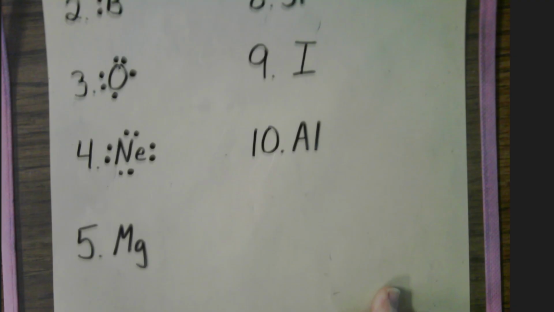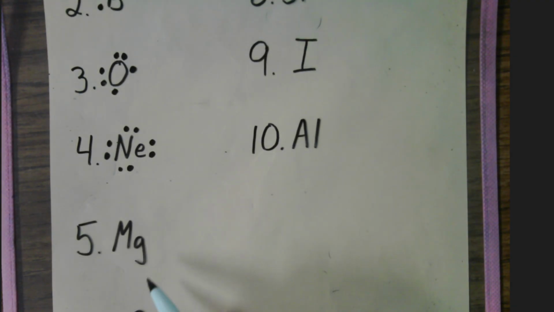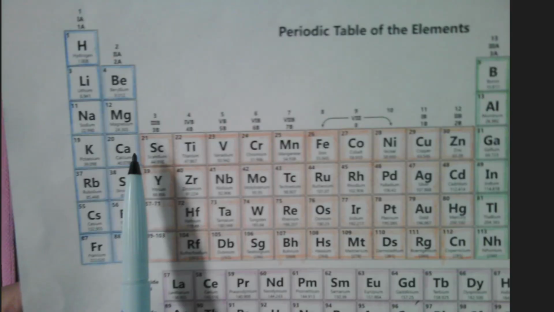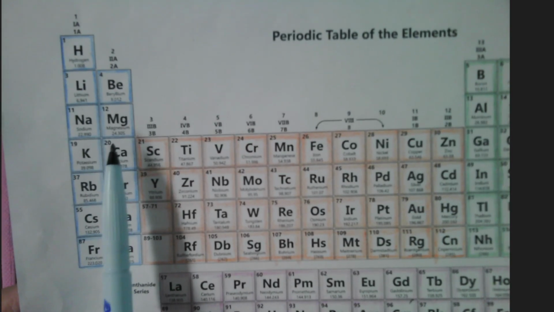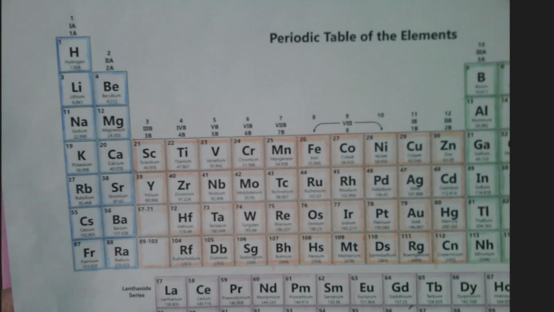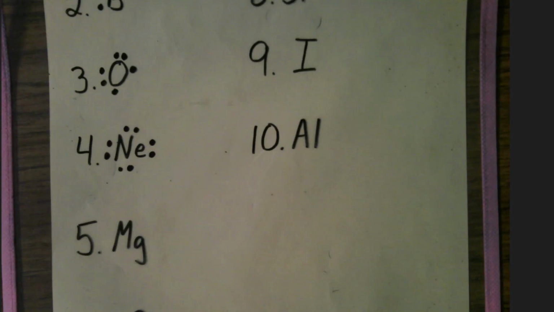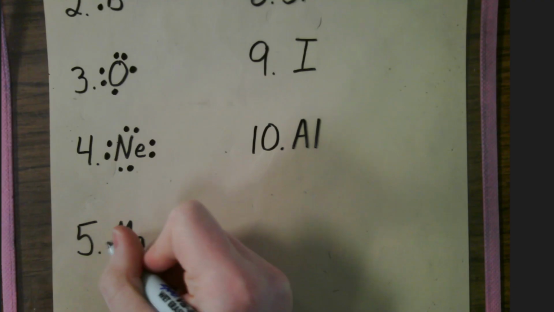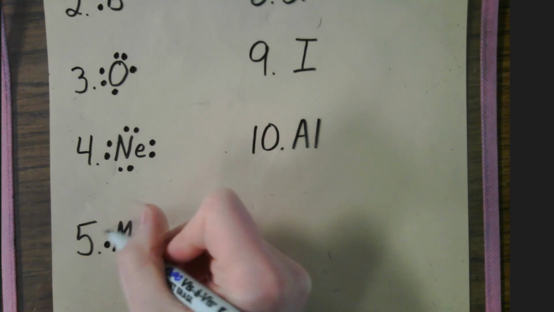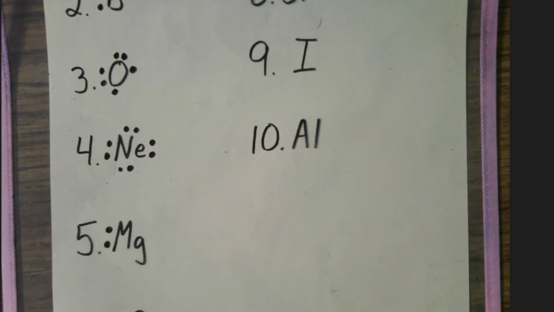All right, let's look at magnesium. Magnesium has a total of 12 electrons, but we're more focused on the valence right now. That one has 2. This row has 1, this row has 2. So all we're going to do is put our valence electron there and our valence electron there. Let's look at another one.